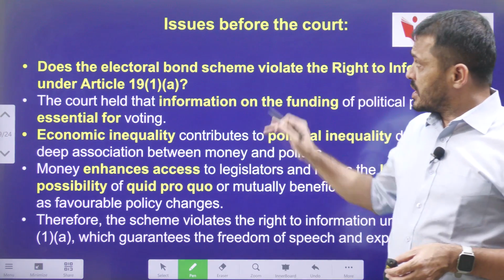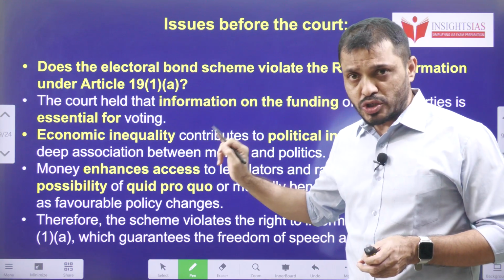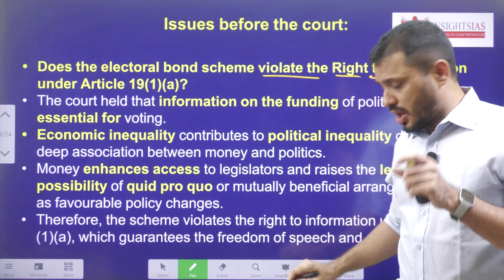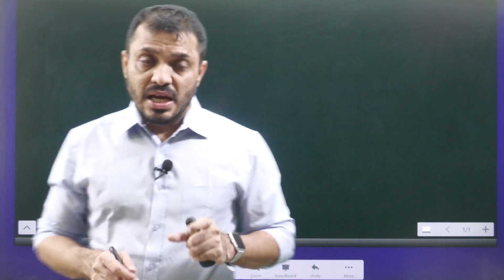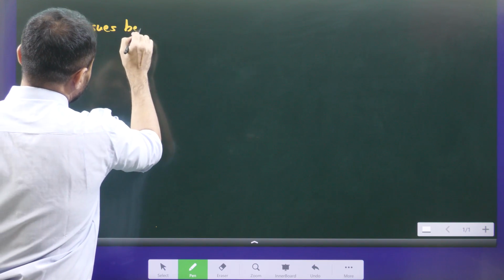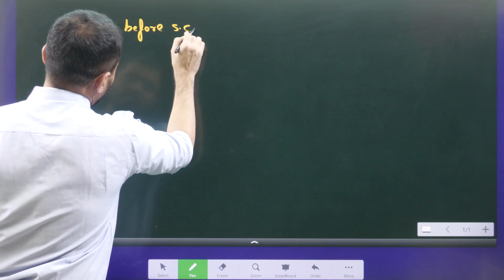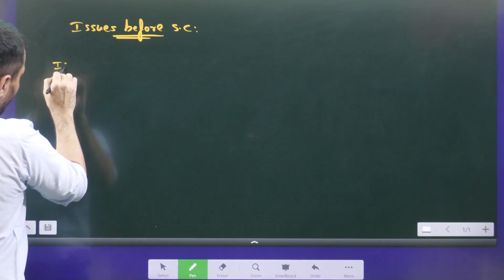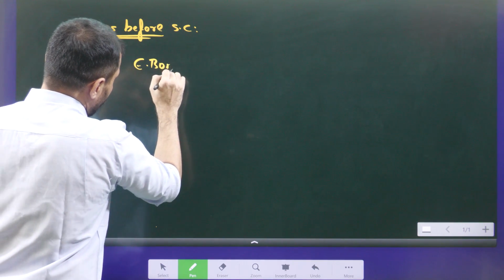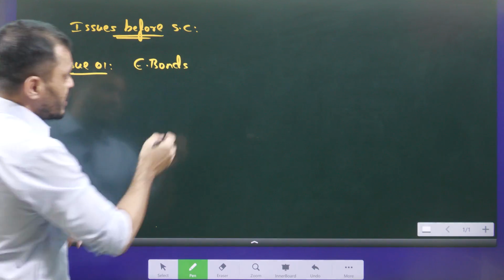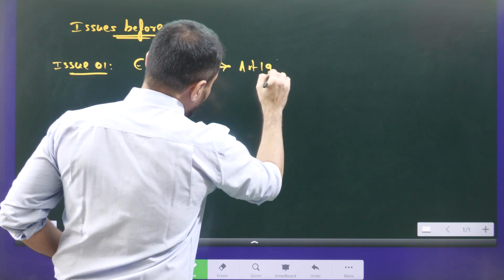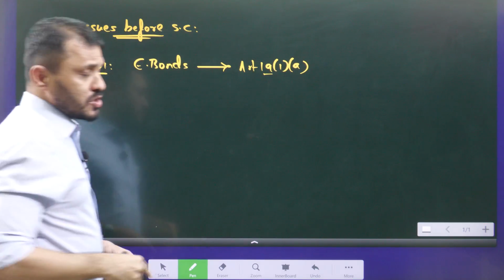Mainly the following issues were raised before the Supreme Court. The first issue is whether the electoral bond violates the right to information or not. Issue number 1: whether electoral bonds are violating Article 19(1)(a). So this is the first question.